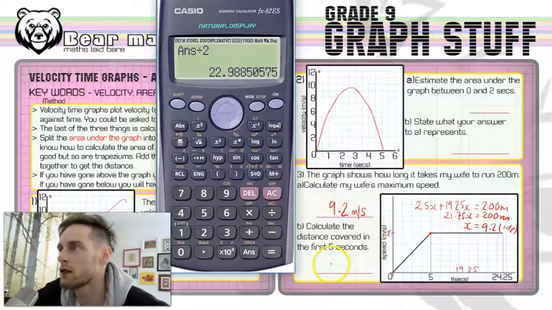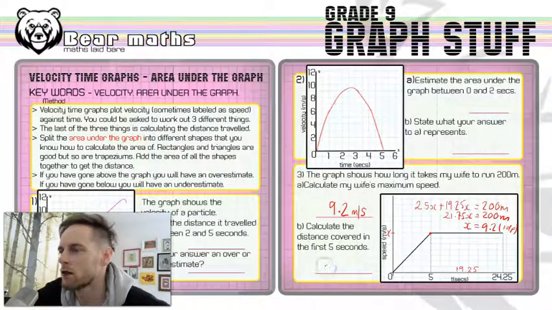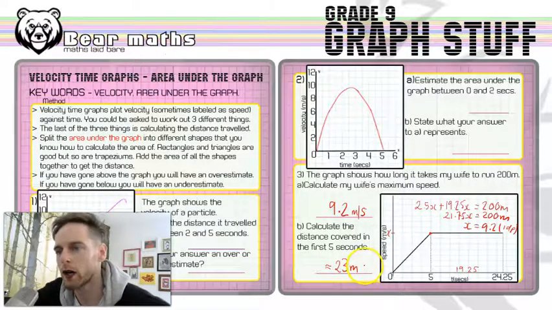We know that the distance covered is 22.988. So I'm going to say it's approximately equal to 23 because it's very, very close to 23 meters. So approximately equal to 23 meters. Okay, and that is rounded to the nearest whole number.